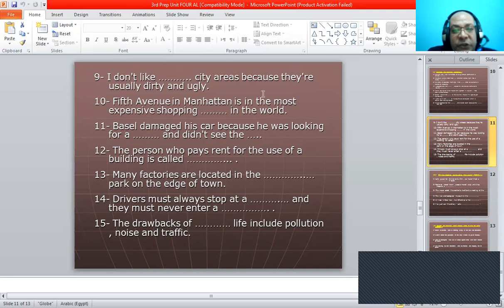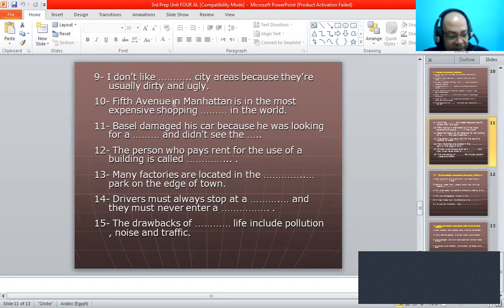Number 9: I don't like inner city areas because they are usually dirty and ugly. So I don't like inner city. Let's move to number 10: Fifth Avenue in Manhattan is in the most expensive shopping district in the world.